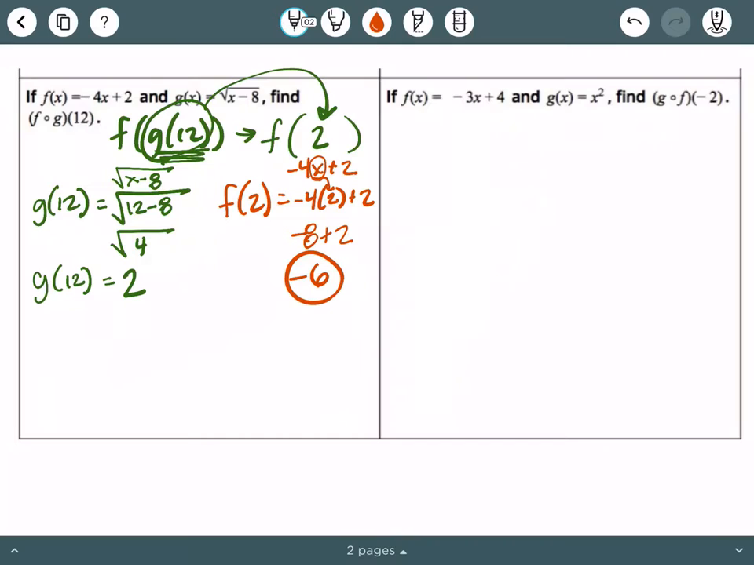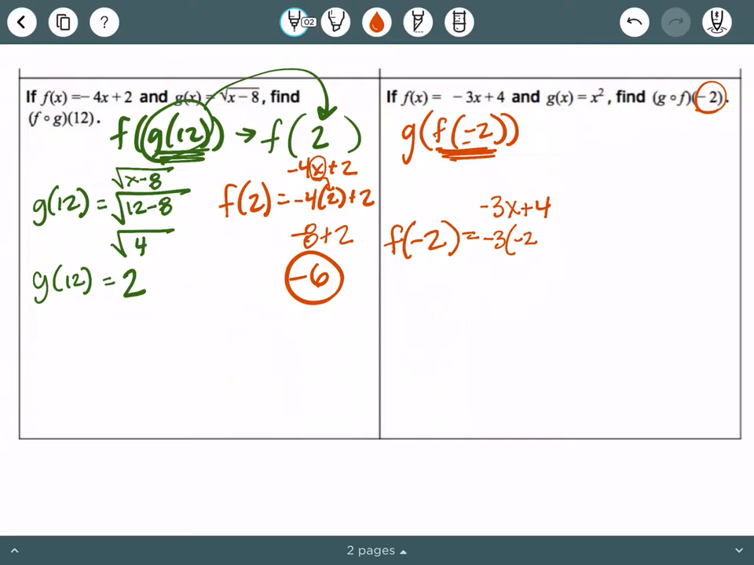Finally, one more example. This one's asking us for g of f of negative 2. So first things first, I'm going to find f of negative 2. F of negative 2 uses the f equation, which is negative 3x plus 4. So I have negative 3, I see an x, so I'm putting in negative 2 plus 4. Negative 3 times negative 2 is 6, plus 4 would be 10. So f of negative 2 is 10.